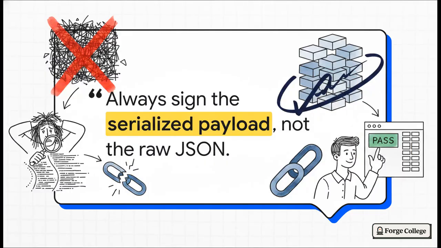Okay, please, if you take one single thing away from this entire explainer, let it be this: always sign the serialized payload, not the raw JSON.